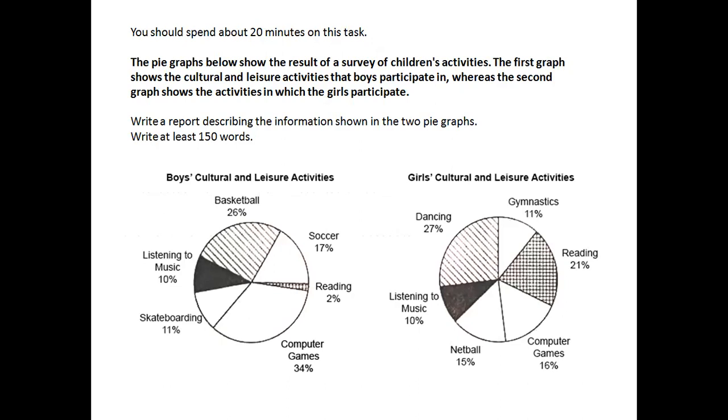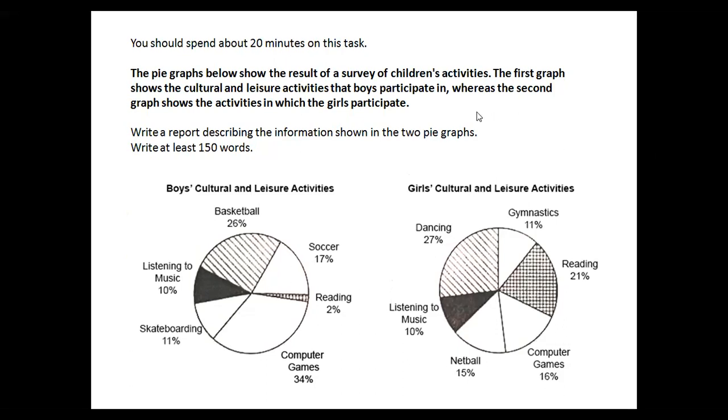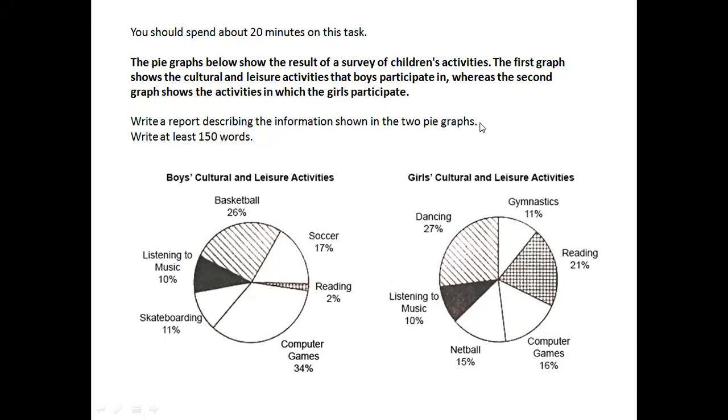Now there is information. It says the pie graphs below show the result of a survey of children's activities. The first graph shows the cultural and leisure activities that boys participate in, whereas the second graph shows the activities in which the girls participate. So this is the information provided by the IDP. And then again, some instructions: write a report describing the information shown in the two pie graphs, write at least 150 words.